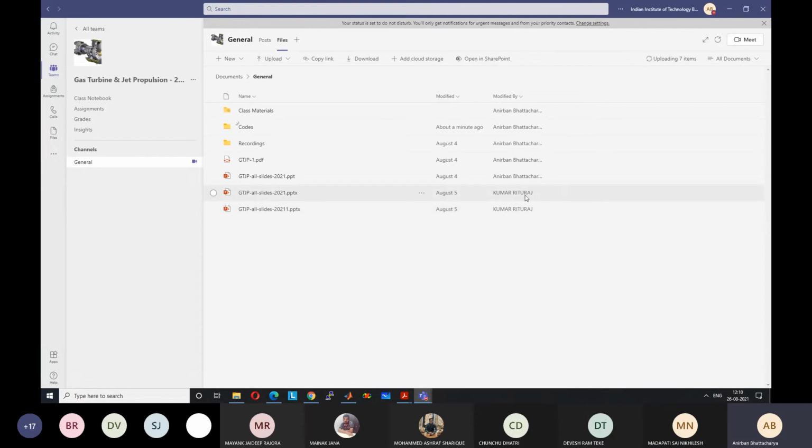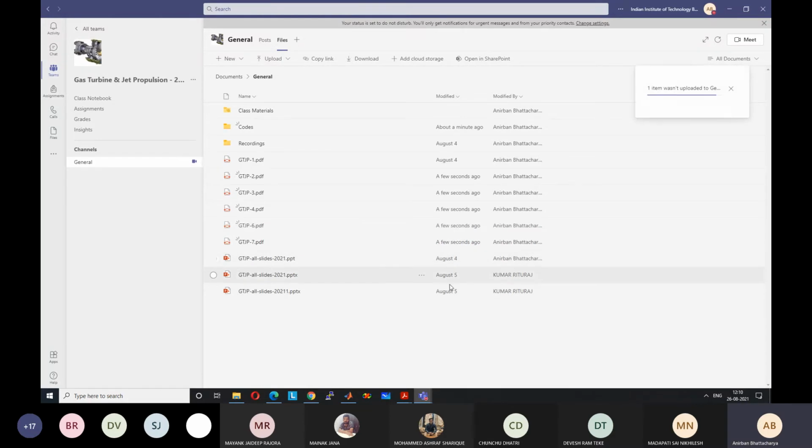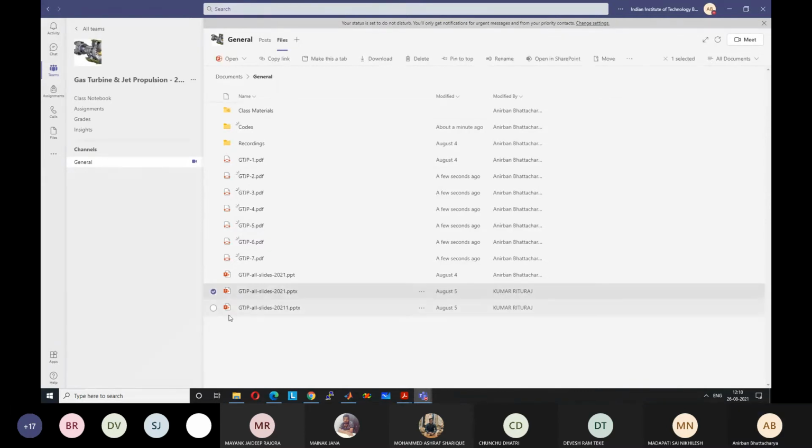What are these extra slides? Kumar Rituraj, why have you put them? Others will get confused. Why have you put extra slides here? These are not required. I'm going to remove this.